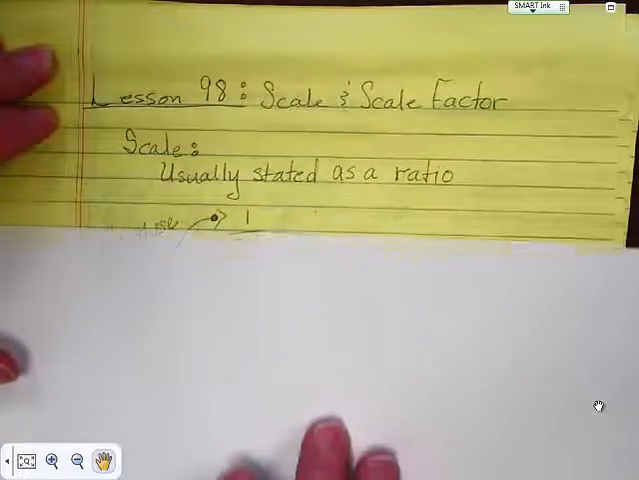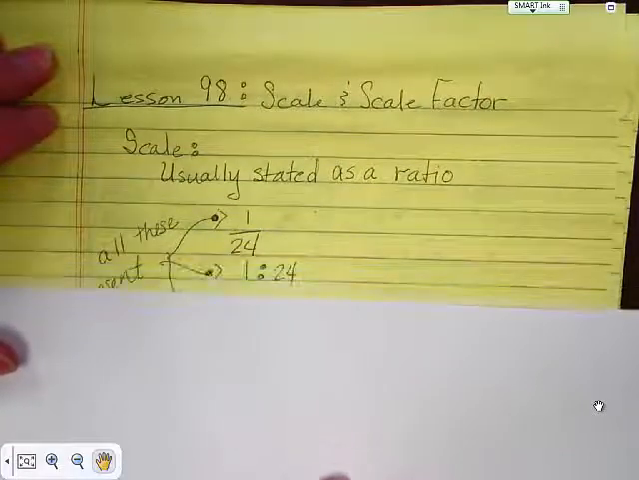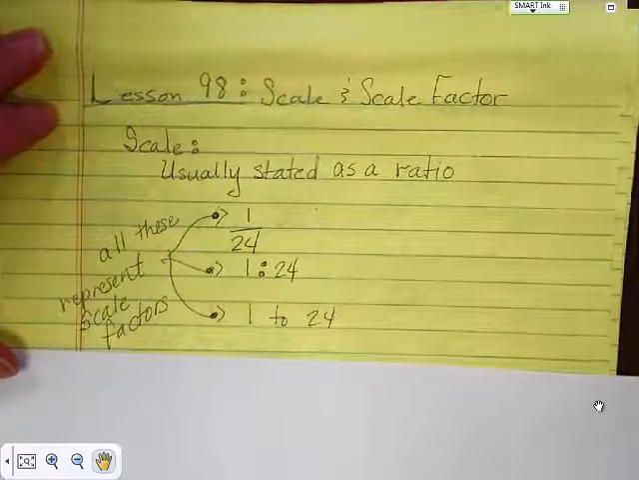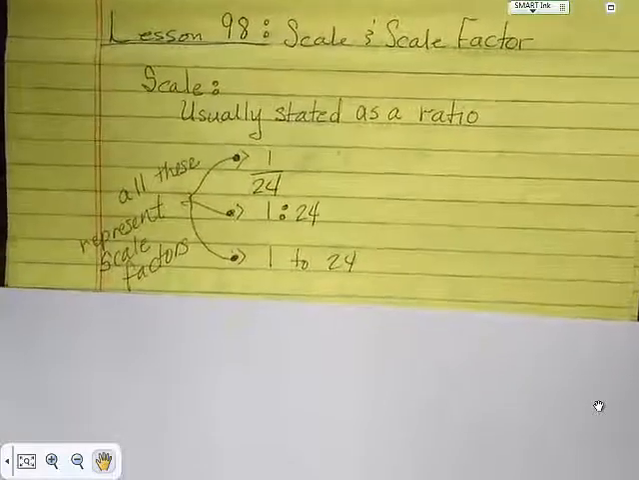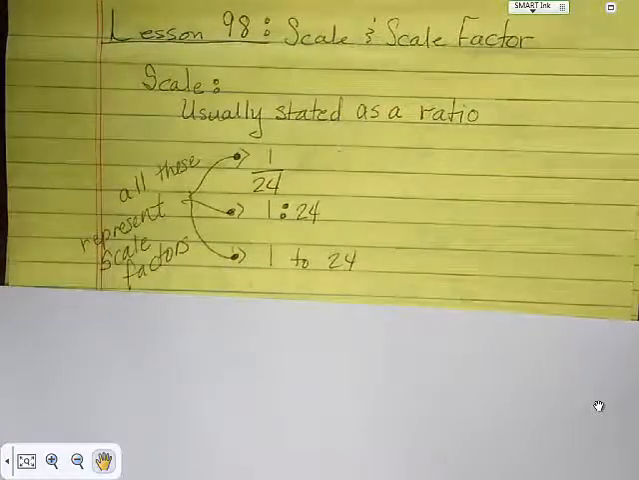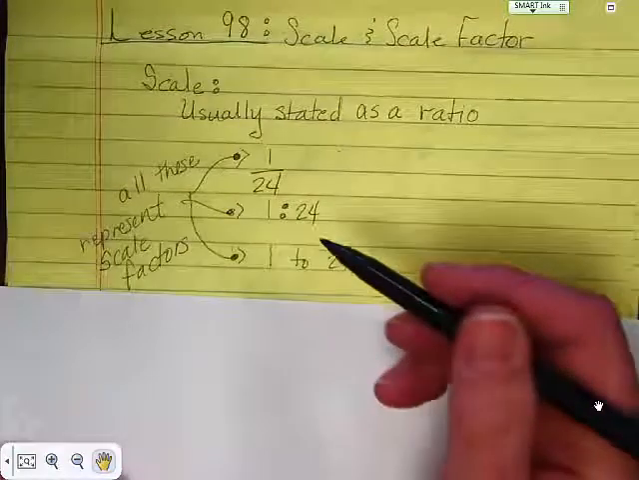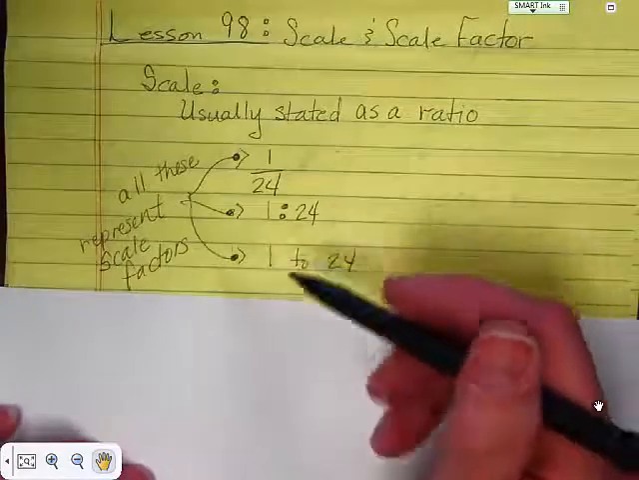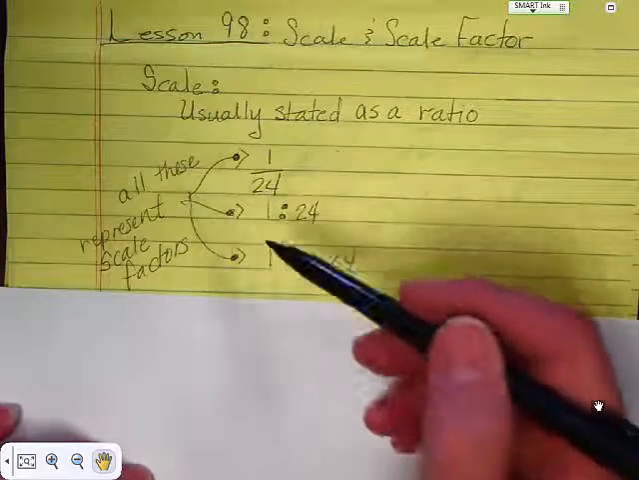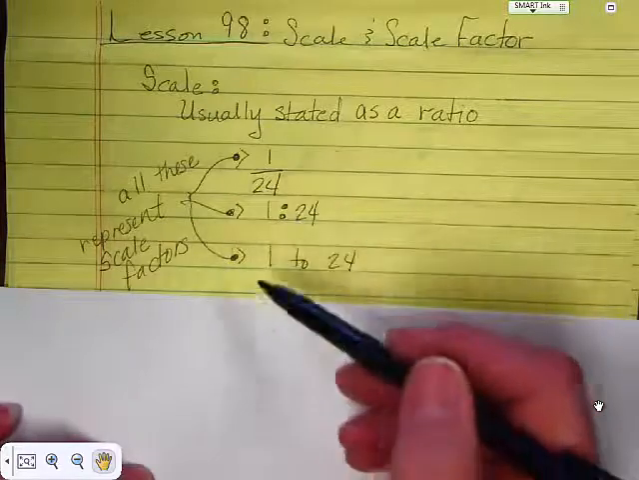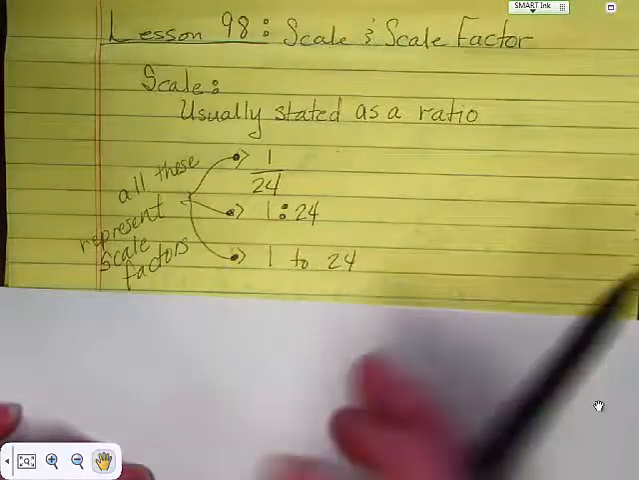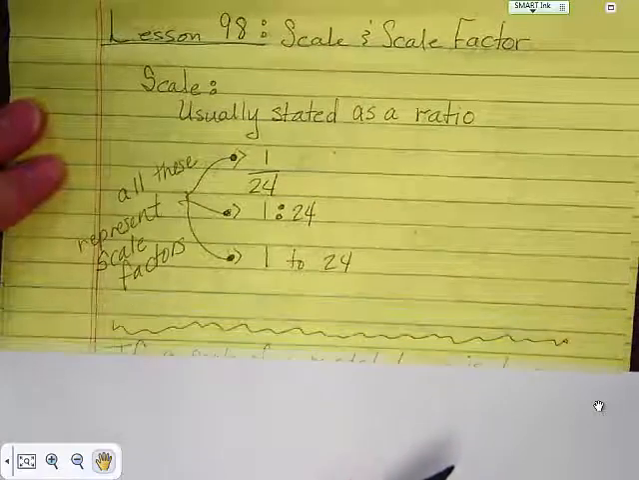Scale is usually stated as a ratio. All three of these are examples of scales and scale factors. You would say them all exactly the same way even though they're written differently: 1 to 24, 1 to 24, and 1 to 24. Okay? They all represent scale factors.